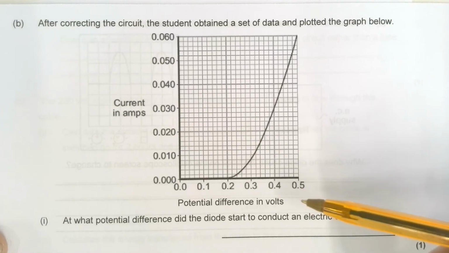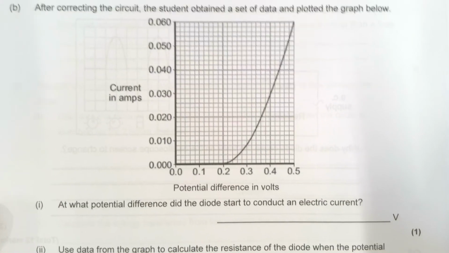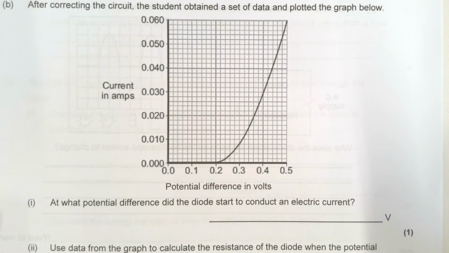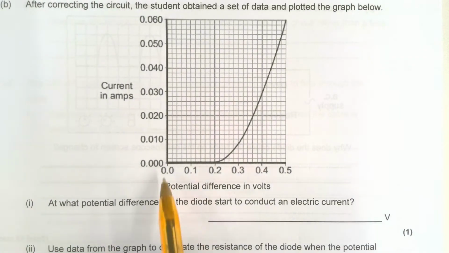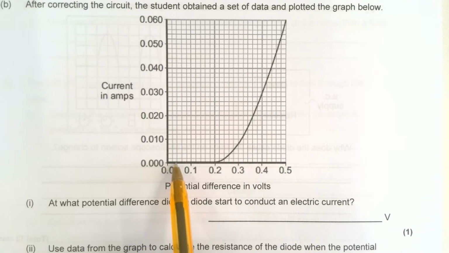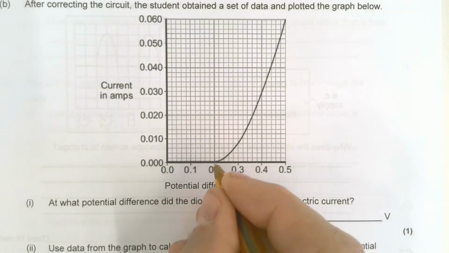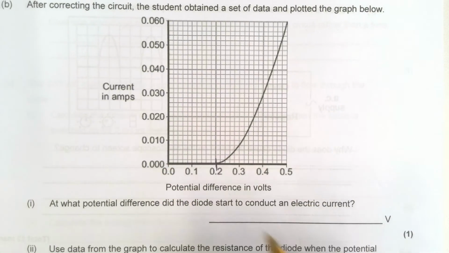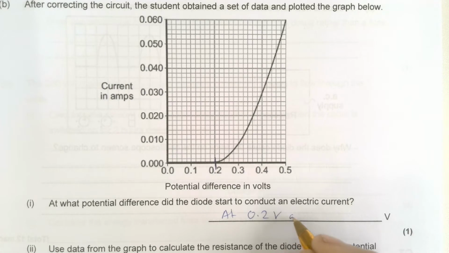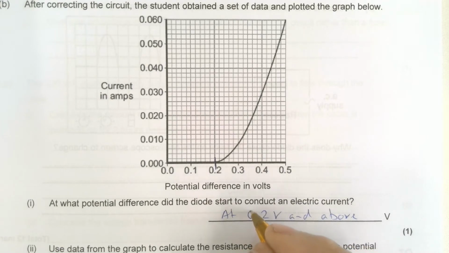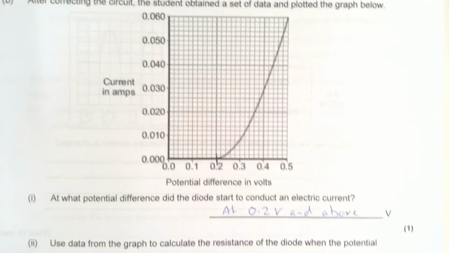Potential difference in volts, current in amps. At what potential difference did the diode start to conduct an electric current? Okay, so the current is 0, 0, 0, 0, 0, 0. Oh, it goes there. So it starts to lift probably at 0.2 volts and above. So in fact 0.2 would be the answer there, wouldn't it?